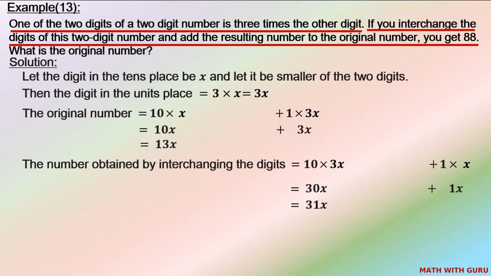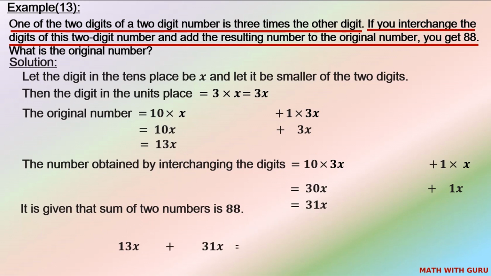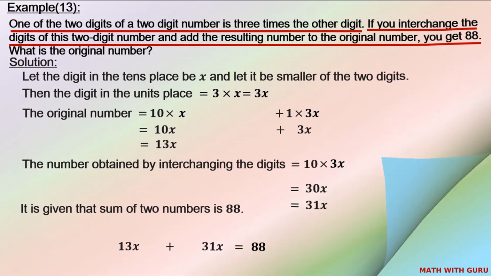If you interchange the digits of this two-digit number and add the resulting number to the original number, you get 88. It is given that the sum of two numbers is 88. Therefore, 13x plus 31x equals 88. 13x plus 31x is 44x equals 88. x equals 88 divided by 44.